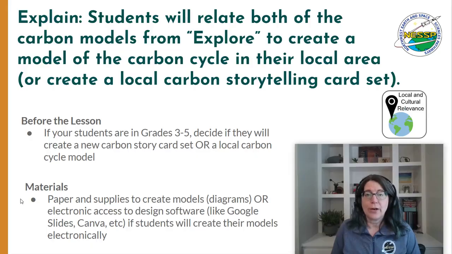What we're looking for here is for students to represent only the parts of the carbon cycle that occur where they are. So, for example, if you don't live near an ocean, don't put the ocean on your local carbon cycle model. Just put the things that students might experience in your local area. It helps students to look at their local area in a new way and to make those local and cultural connections.